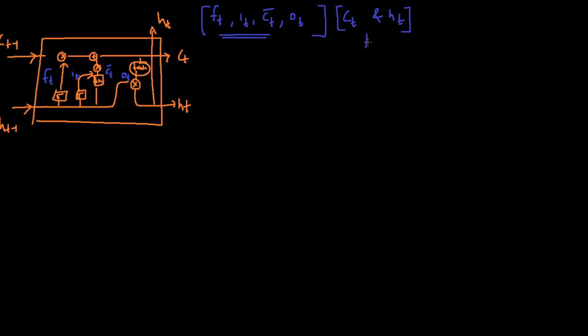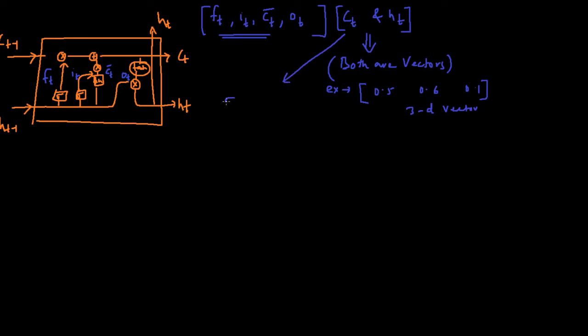Before getting into these four, let's try to talk about CT and HT. Now, what are CT and HT? In simple terms, CT and HT are both vectors. For an example, let's say we talk about a 3D or a 4D vector, right? It's a 3D vector, so 0.5, 0.6, 0.1. Now, the dimensions are the same. That is a prerequisite. That is the requirement of LSTM, and that is how it works. CT and HT will definitely be of similar dimensions.